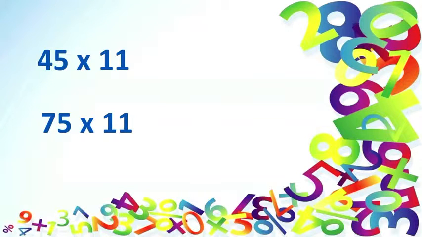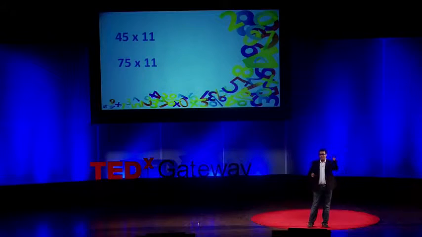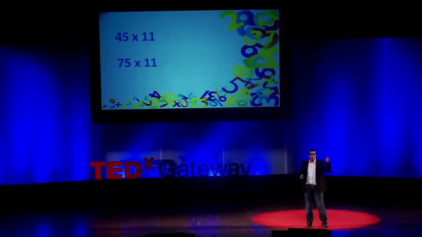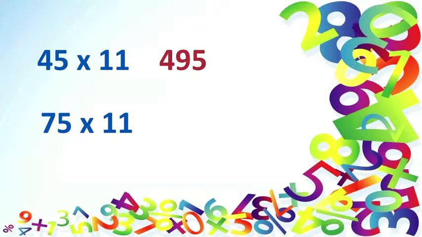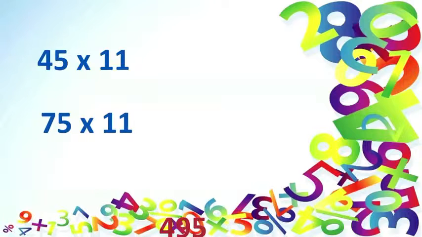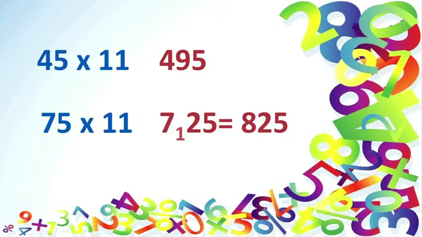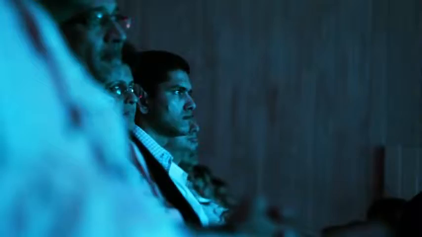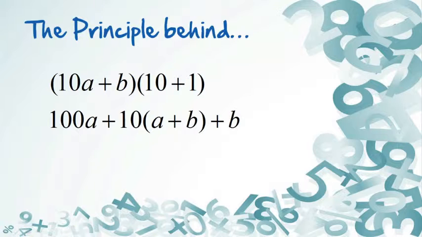Let's do another sum together. Say 45 times 11. Let's all do this. I know you have had your lunch, so don't feel sleepy. So what's your answer? 45 times 11. 495 it is. What about 75 times 11? Okay. People at the back, come on. Exactly. It's 825. So 7 plus 5 gives you 12, and 1 gets carried over, added to 7, and it gives you 825. Easy, isn't it? This is the principle behind it.